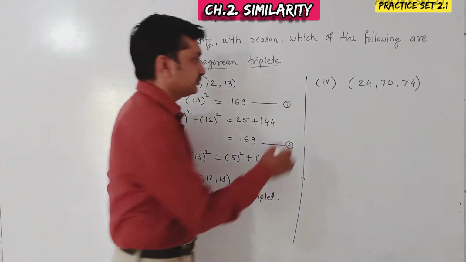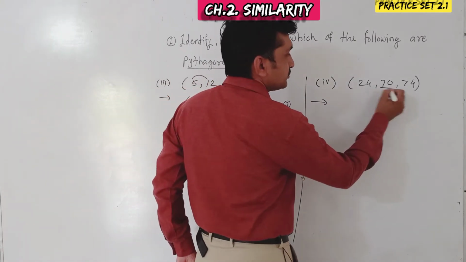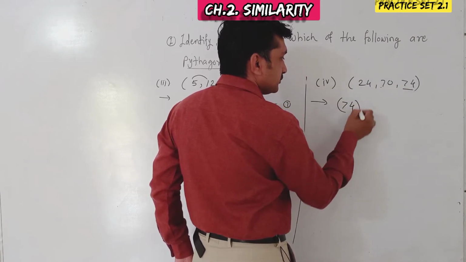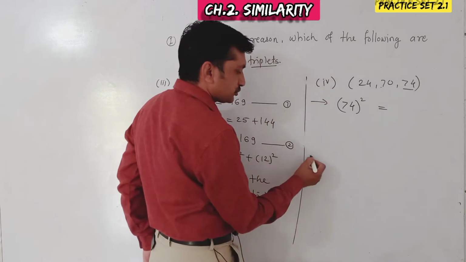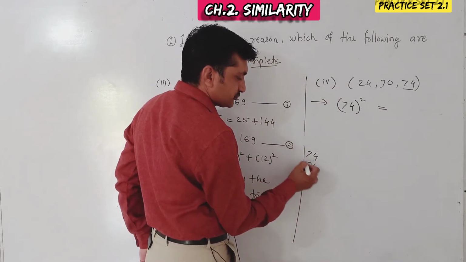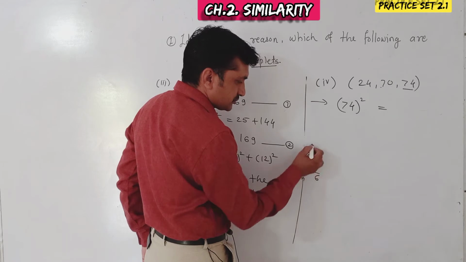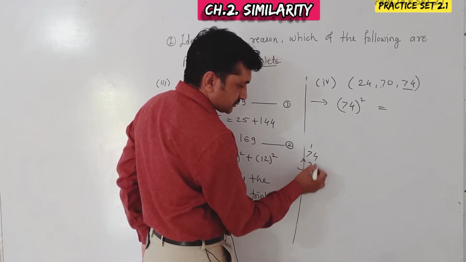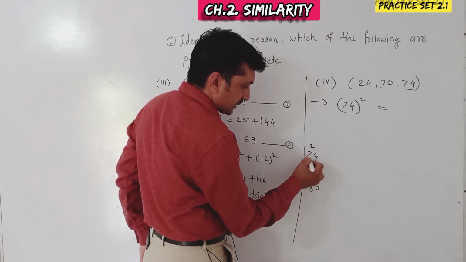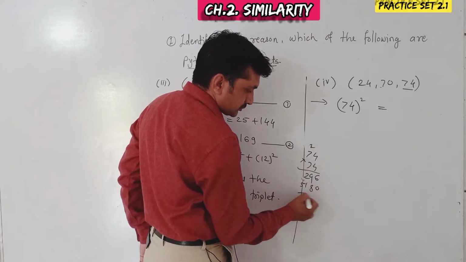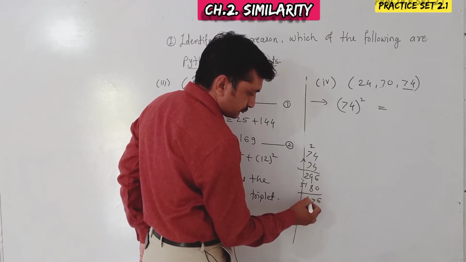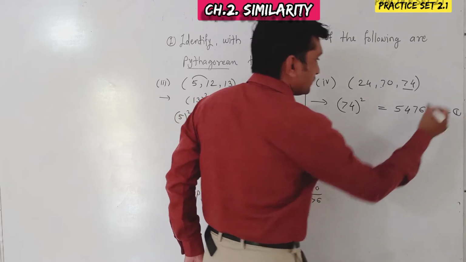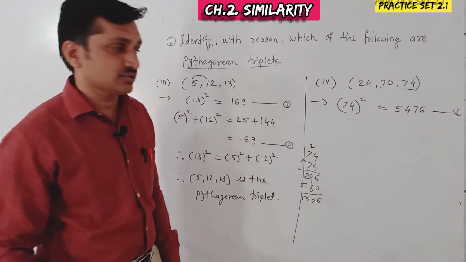Okay, now let's see the fourth. The largest number is 74. Then 74 square is equal to, now let's find it. I write, we solve here 74 into 74. 4 4s are 16, 7 4s are 28 plus 1 is 29, 7 4s are 28, 2 carried over 49, 51. Then 6, 7, 4, 5. 5476, number 1. This is the square of the largest number.